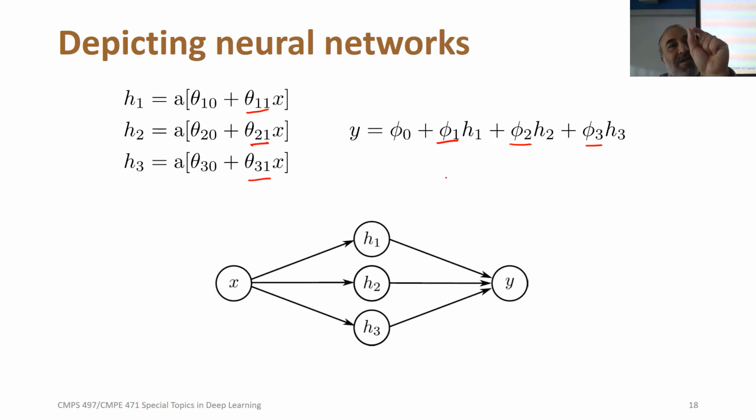Anything that is multiplied by the input is a weight. Okay. So these are thetas, these are phis. But where are the biases? Not in the equation. This is a bias. These are the biases. Only, and this one also.